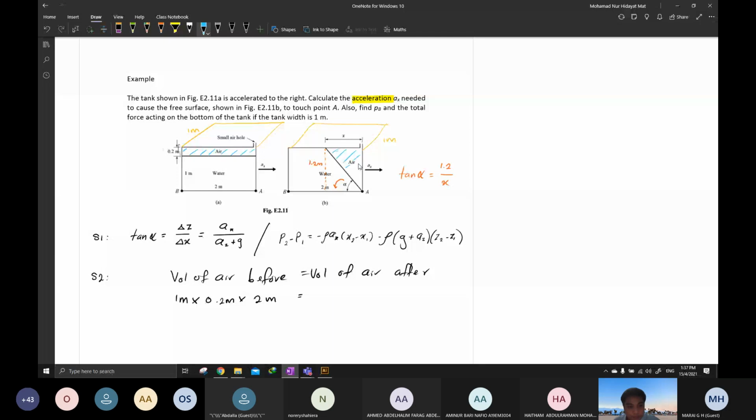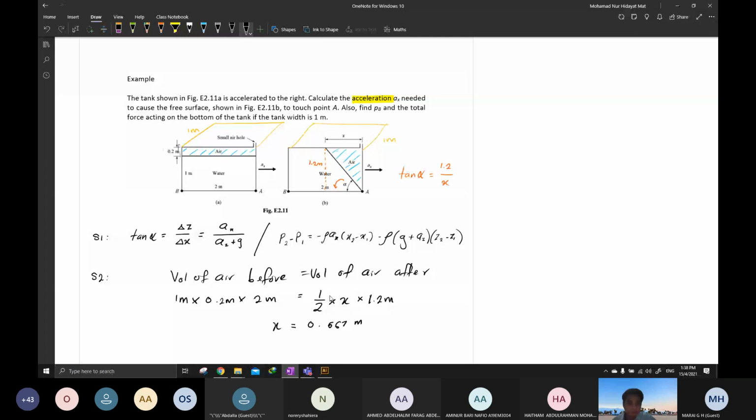The formula of a triangle, half, remember? Multiply with the length of this, which is X, right? Multiply with the height, which is 1.2 meter. Can everyone help me find the value of X? 0.67. Right, 0.667 meter.